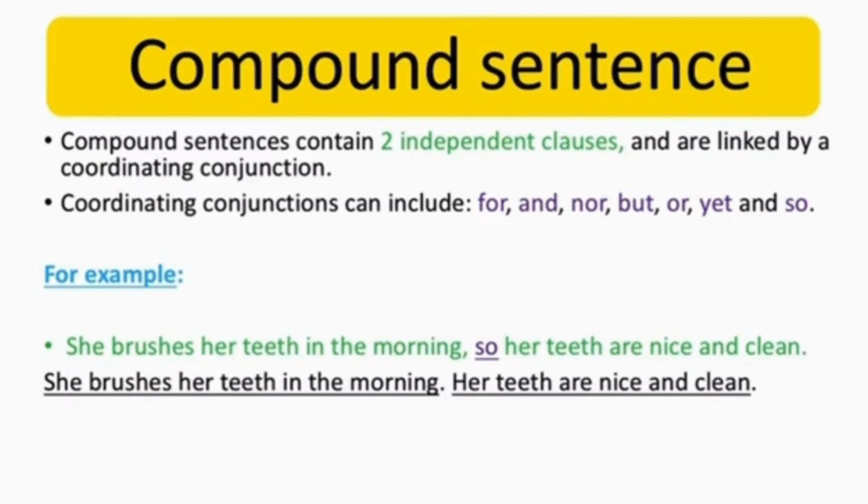Here, we can see the sentence without the coordinating conjunction. We have two independent clauses that each make sense on their own as separate sentences.